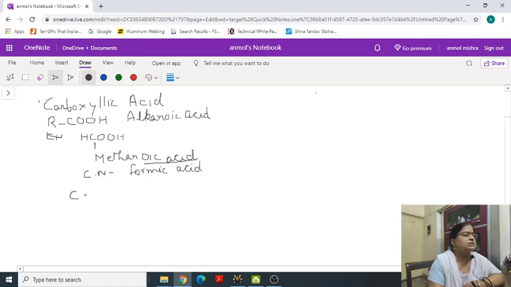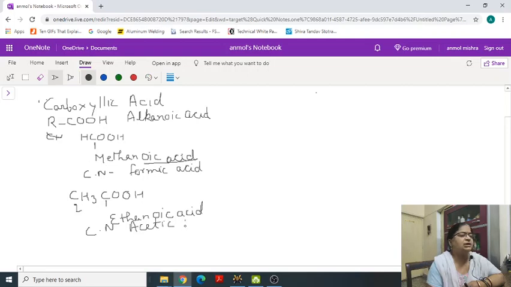The second member is CH3COOH. Now it has 2 carbons. So for 2 carbons we write ethane, remove E and add -oic, ethanoic acid. The common name is acetic acid.